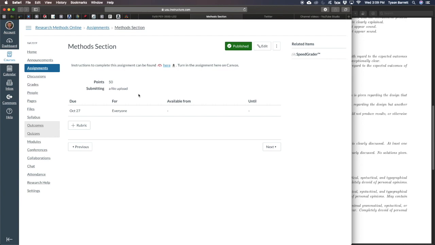Hello everyone, I wanted to give you a heads up about the methods section coming up. It's still a couple weeks away, but I wanted to make sure that it's on your mind as you're working on the consent form this week. Be considering what methods you want to use in your study.